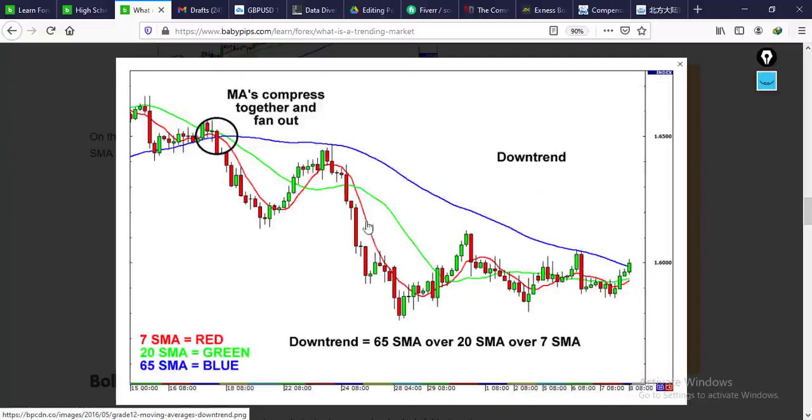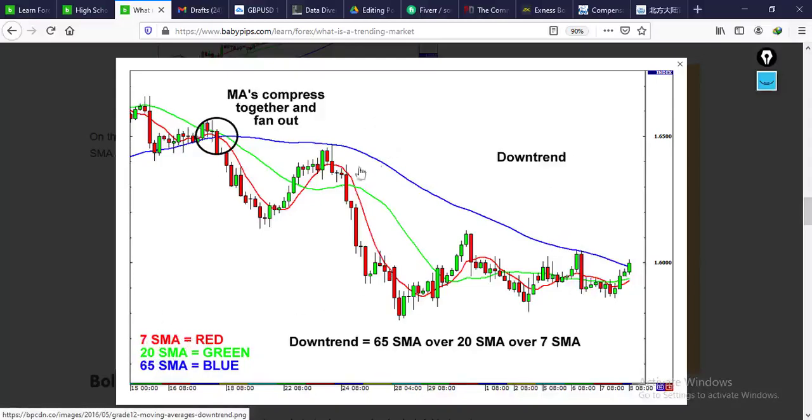Now for a downtrend market, it is the reverse. So look at the chart very well. The blue line, which is the 65 SMA, the 65 is just a longer moving average. On the long term, some people use 200, but Babypips is saying use 65. So 65 is just giving us a longer period of time, right? The 20 is giving us closer, while the 7 is even closer, it's faster. 20 days moving average, 7 days moving average, that's what it means.